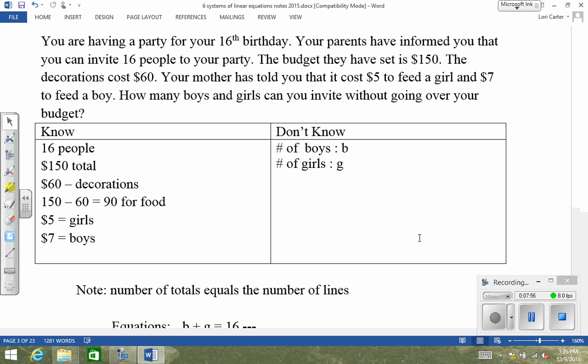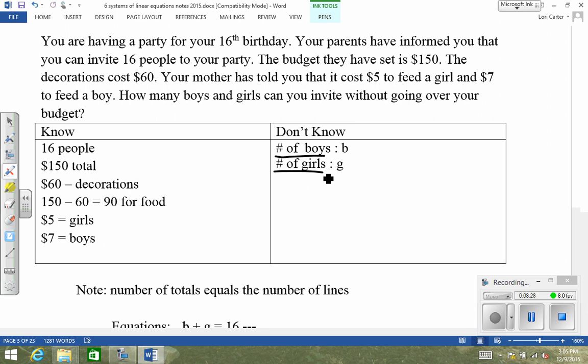The trick to reading story problems is to read the last line first. It usually tells you what you don't know, what you're looking for. So you look, how many boys and girls can you invite? What am I looking for? How many boys and girls? So what I don't know is the number of boys and the number of girls. It's where I start. It's a clue to help me read my story problem better. Good? Okay, so I have boys and girls. I let boys be B, girls be G. I assign my variables.